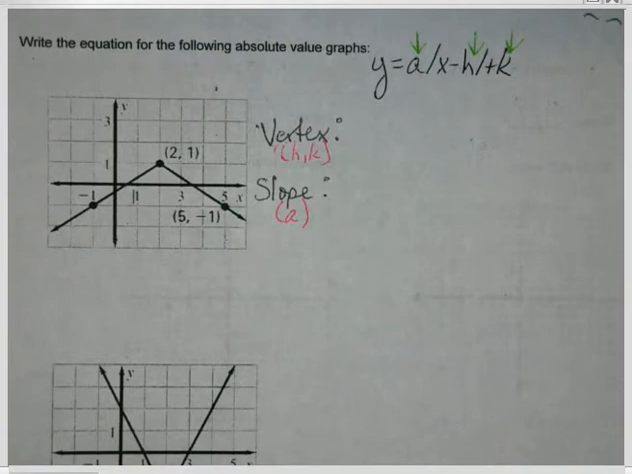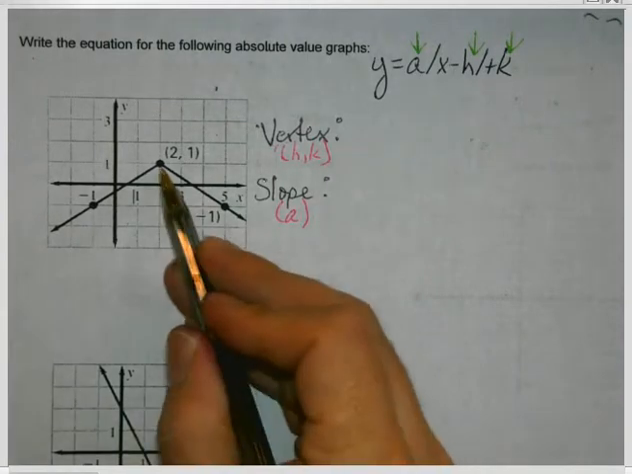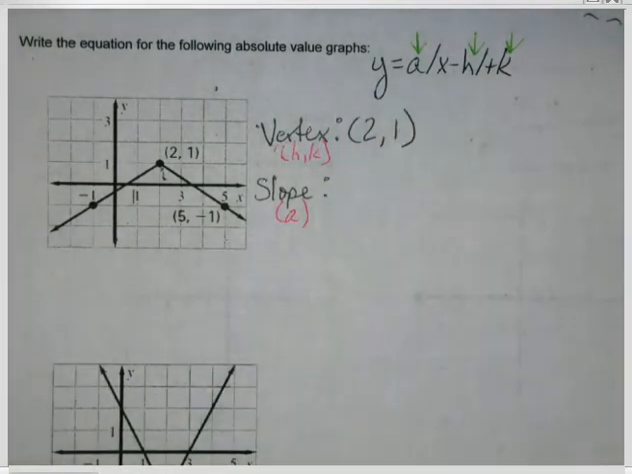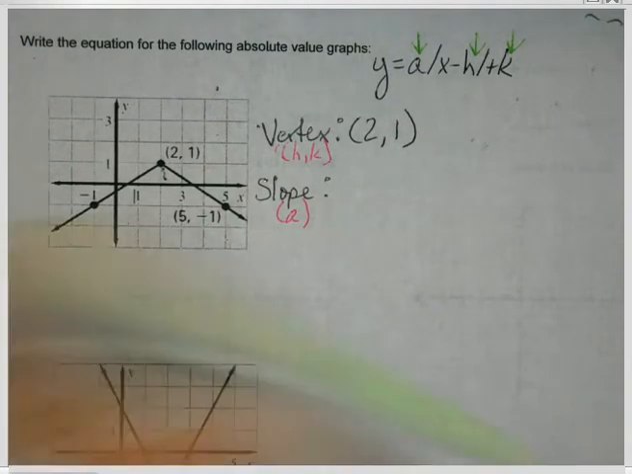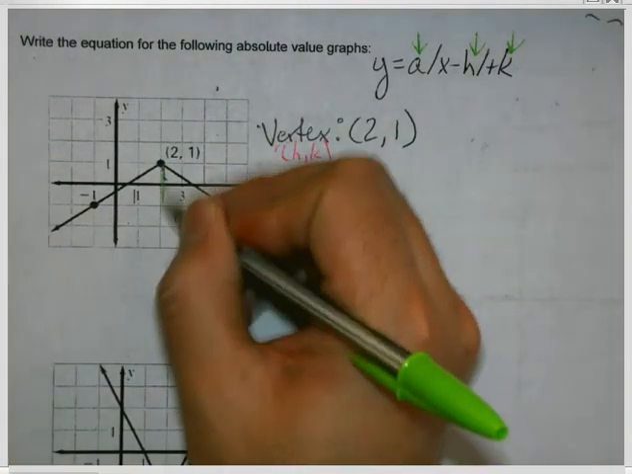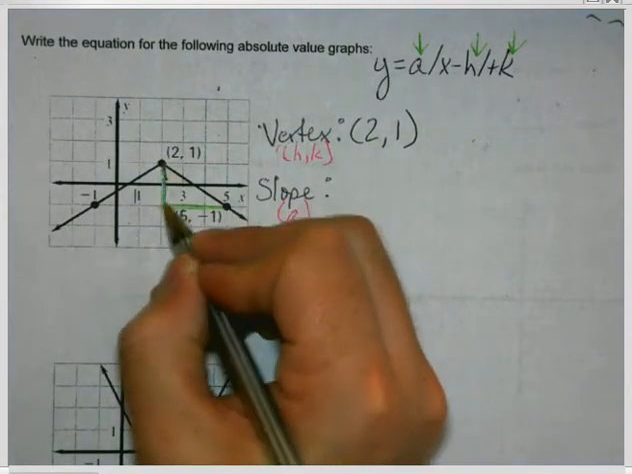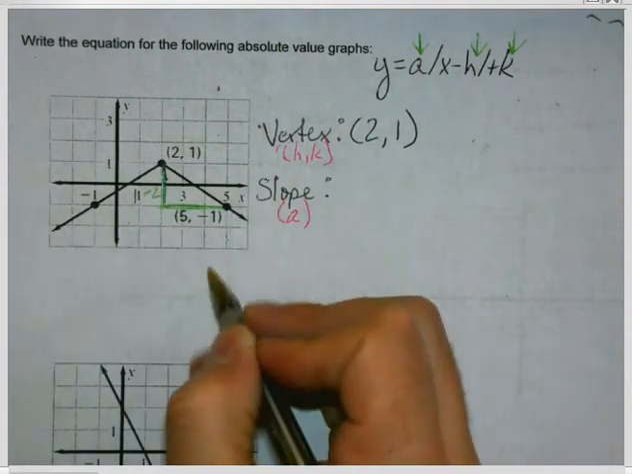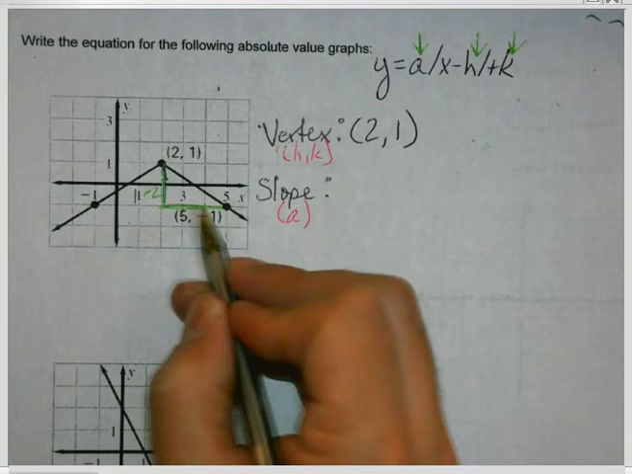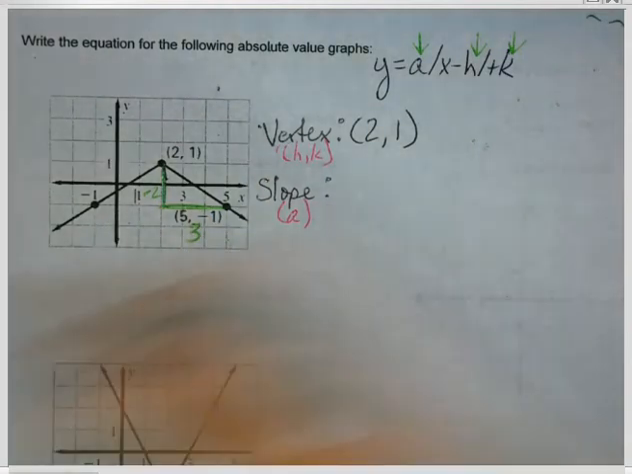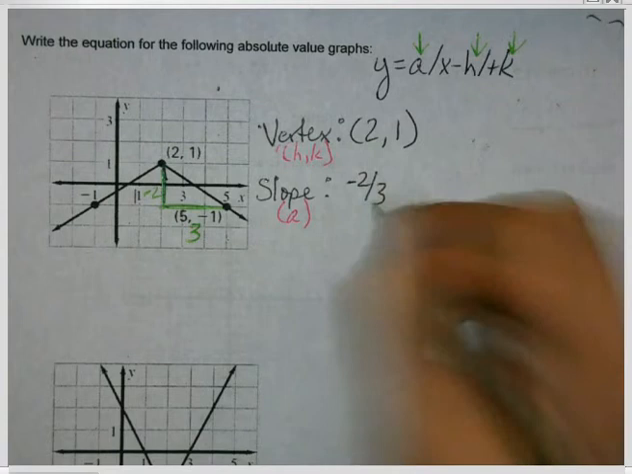What's my vertex for this graph? 2, 1, because it's the point where it changes direction. Okay, so 2, 1. What's my slope? Okay, right. If I look, I can go between any 2 points that I want to. So I went down 2, and I went right 3. So my slope is negative 2/3.